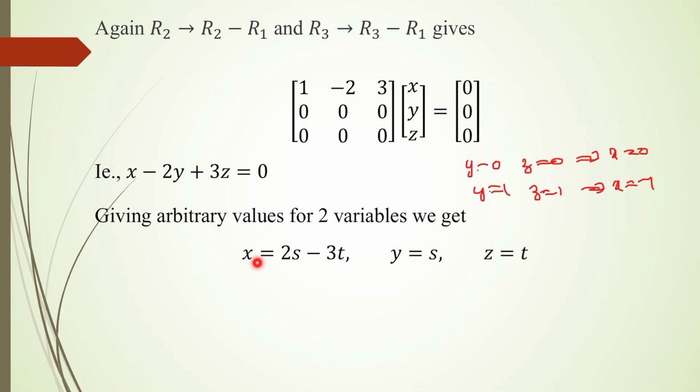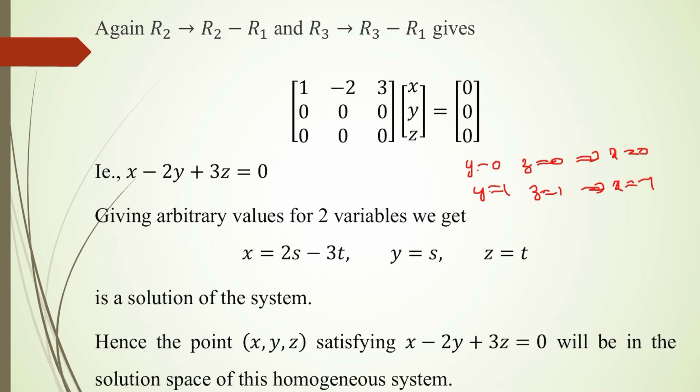So x is equal to 2s minus 3t, y is equal to s, z equal to t for any real values s and t will be in the solution space of the given homogeneous system. Or we can say that any point x, y, z in R3 satisfying x minus 2y plus 3z equal to 0 will be in the solution space of this homogeneous system.